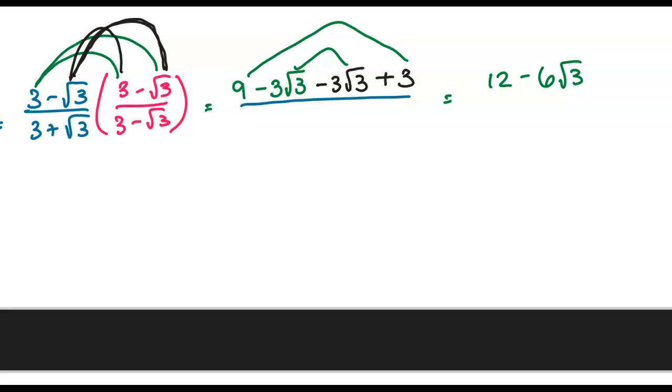Okay, we have to again multiply the denominator. What is 3 times 3? 9. What is 3 times negative root 3? Then, what is root 3 times 3?